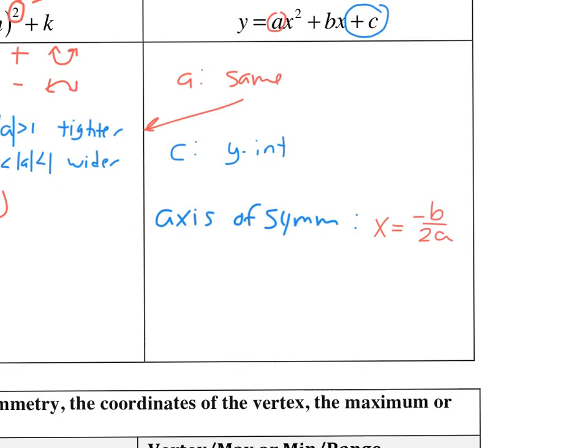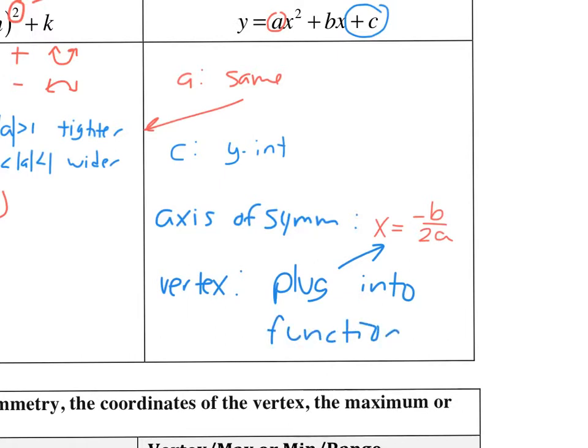And the last thing it tells me is I actually have to calculate the vertex. I have to plug this into the function, just like we did at the very beginning of this lesson, where we plugged the 45 in to find the height. This right here, like I said, tells me the axis of symmetry. So when you plug that in, it tells you the highest or the lowest point of this quadratic.